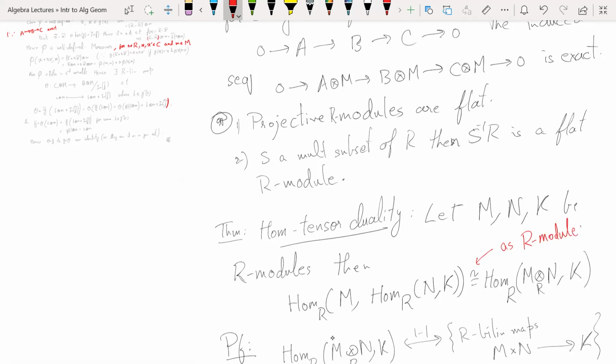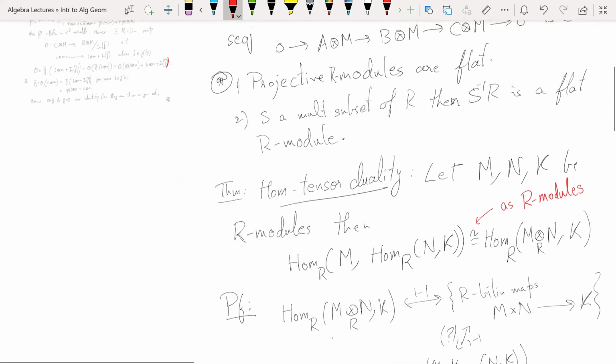So you can see more, not just isomorphism as groups, but as R modules. So everything here is an R module. Okay, so the proof is not difficult. It's just writing down the maps clearly. Yeah, so just untangling essentially.